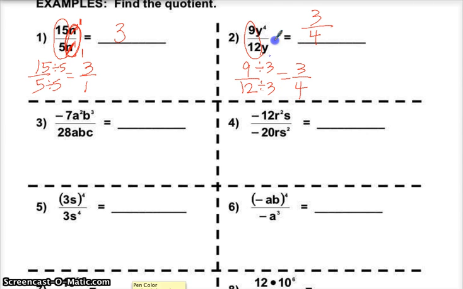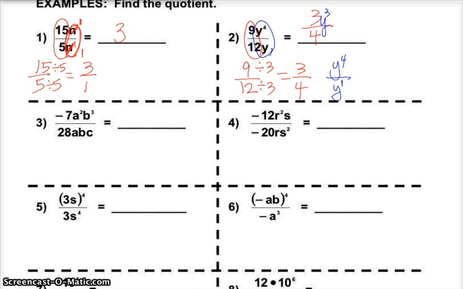Now let's do our variables. We have y to the 4th divided by y to the 1. Well, 4 is bigger, so your leftover variables are going to go in the numerator. 4 minus 1 is 3, so we get 3y to the 3rd power divided by 4.